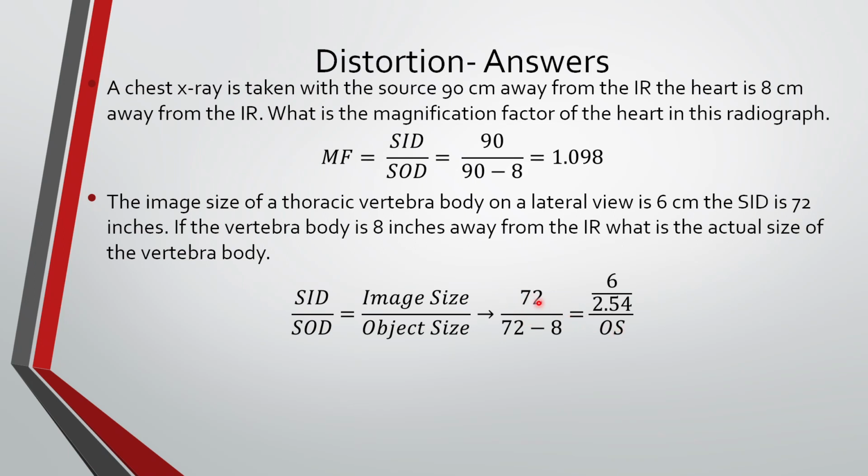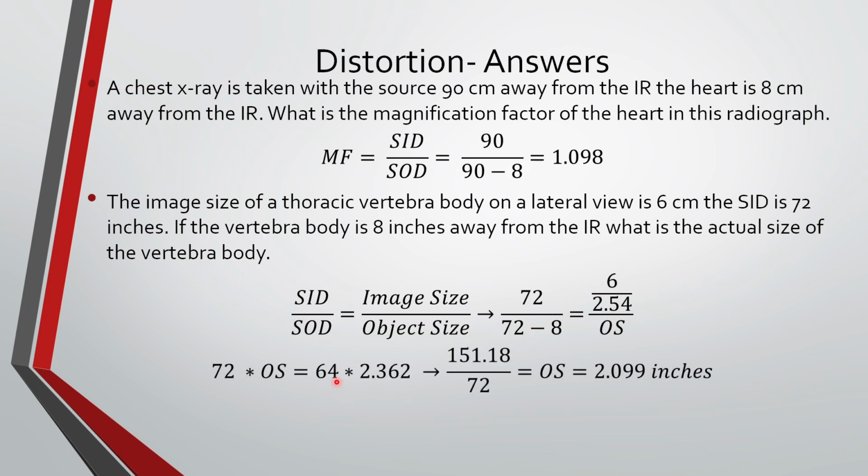We know we need to cross multiply, so we'll cross multiply this. When we do that, this is the 64. This is a 2.362 roughly that comes down here. And then we can multiply these two together to get the 151, and we can divide by 72. So we divide by 72, and that's going to isolate the object size. So we do that, we figure this out, and it's 2.099 inches. All right. So does this make sense?